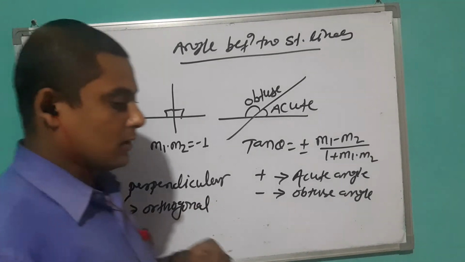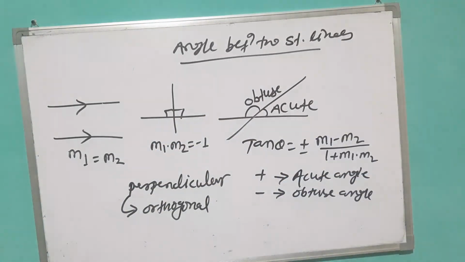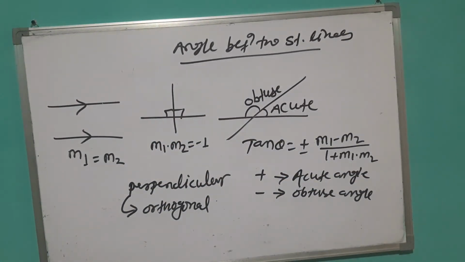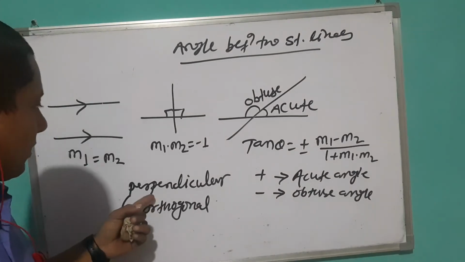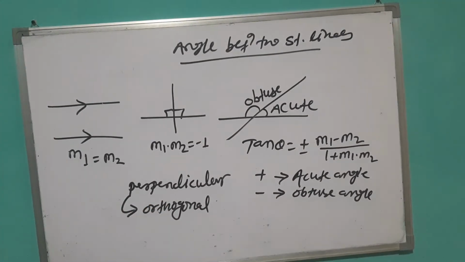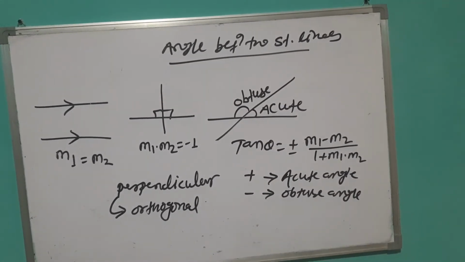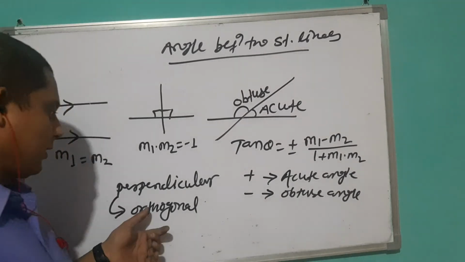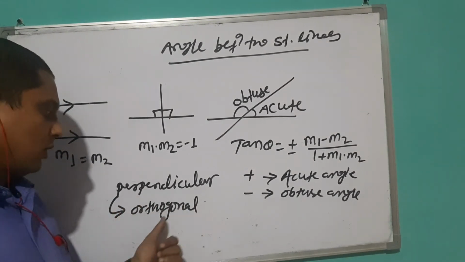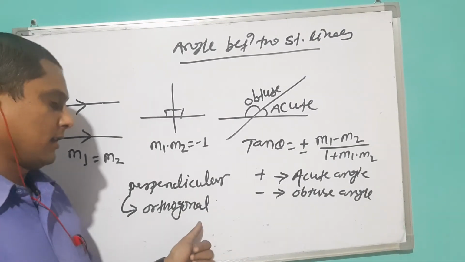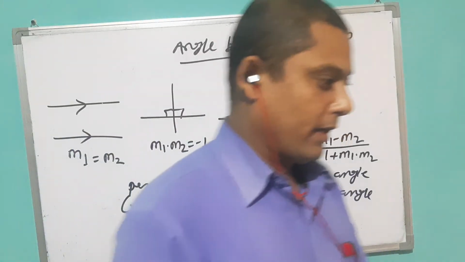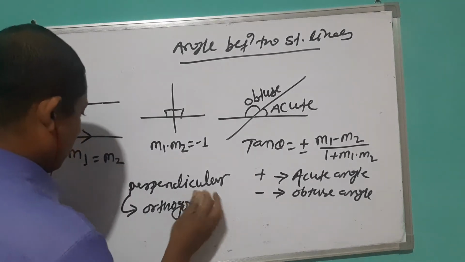This is the synonyms of perpendicular. Perpendicular word and orthogonal word, they are synonyms. So, how to prove this perpendicular and orthogonal lines? Okay, so I hope you have already understood this one. Perpendicular and orthogonal, try to understand. They are synonyms.